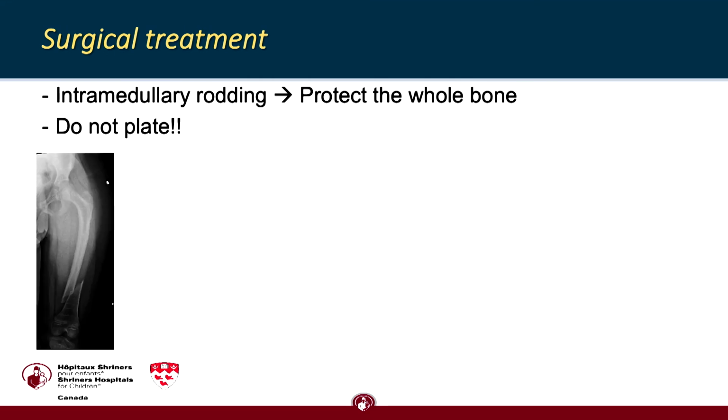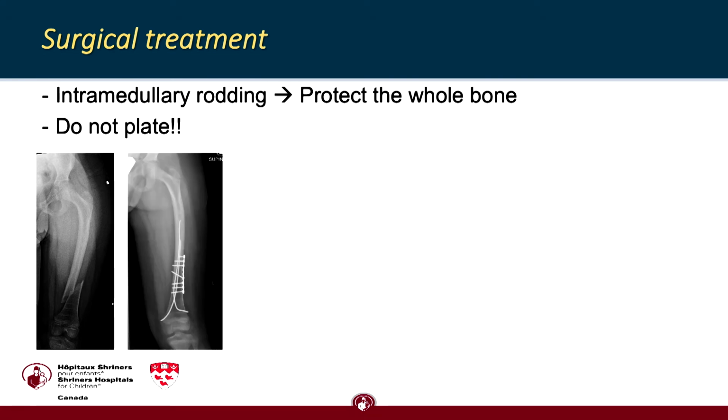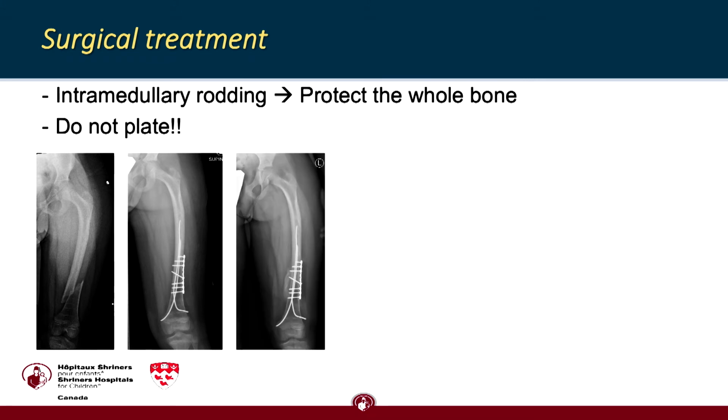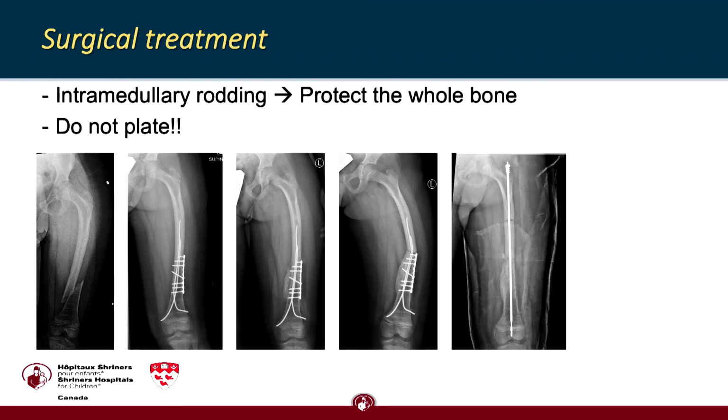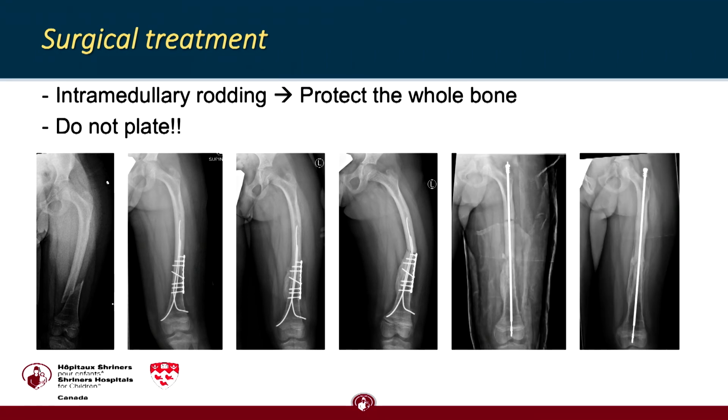I'll show you an example of what you should not do. This is a patient with OI who presented with a femur fracture, was treated by a spine surgeon on call with elastic nails and a plate, and got some healing, then broke at the tip of the plate, then was revised with a telescopic rod, Fassier-Duval rod, FD rod.